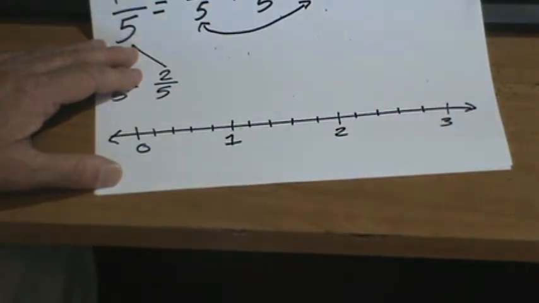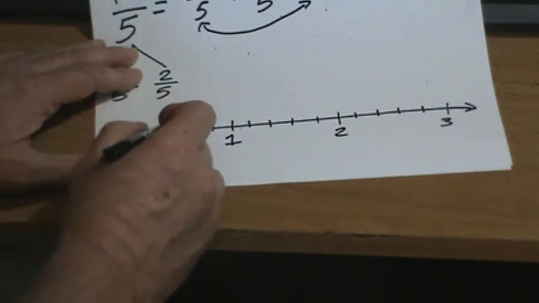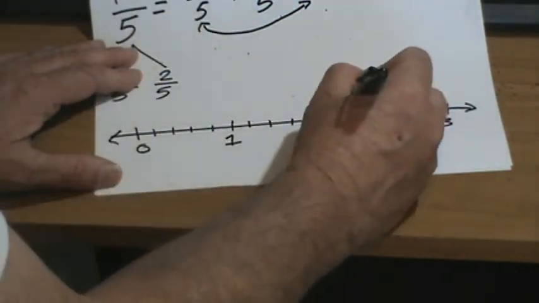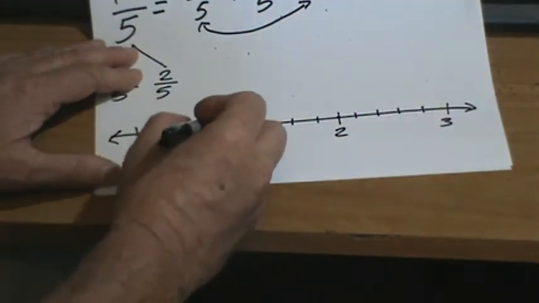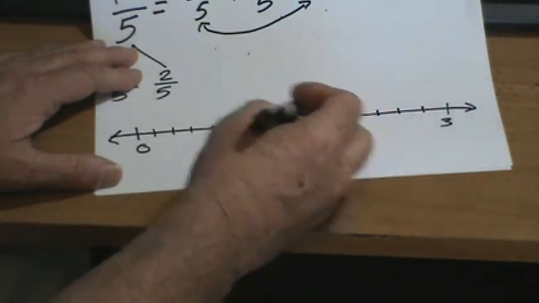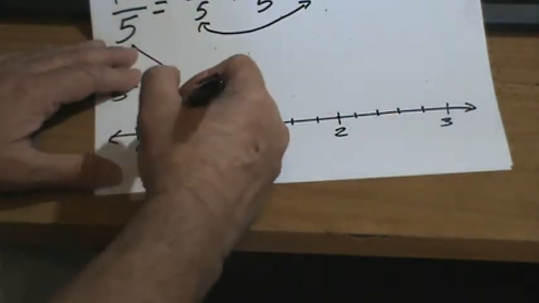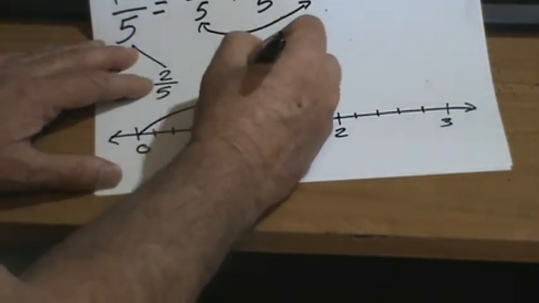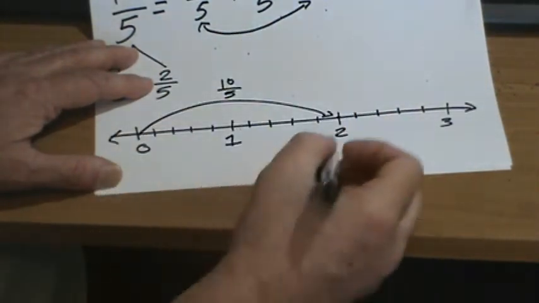See how that works? So now we're going to demonstrate the 10 fifths. 1, 2, 3, 4, 5, 6, 7, 8, 9, 10. Those 10 fifths. Looks like we're going to go right there, right? So we can see that 10 fifths is indeed equal to 2. Boom! So I'm going to put my 10 fifths here. And what's left over? 2 fifths.